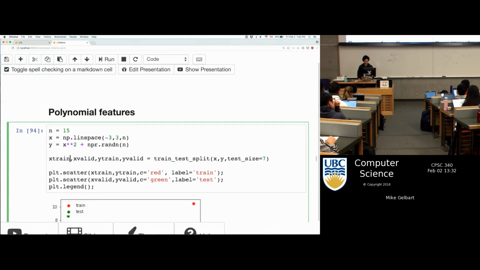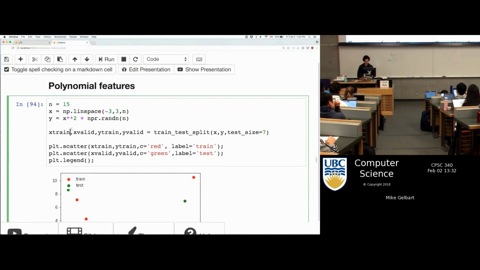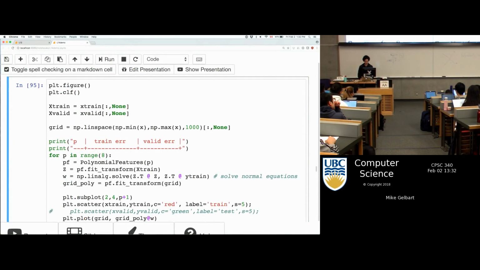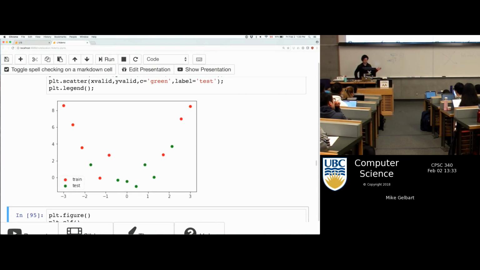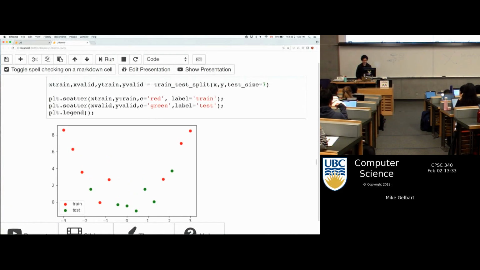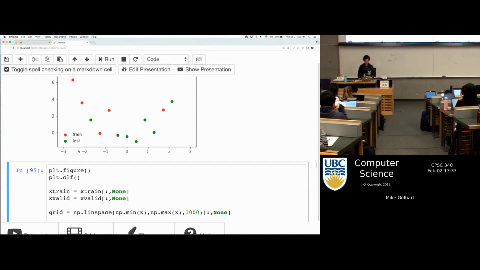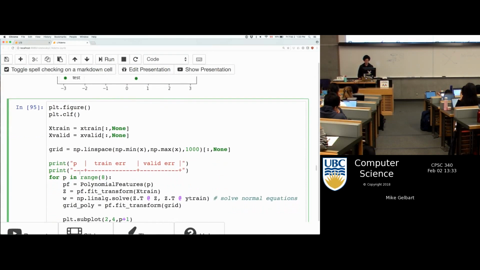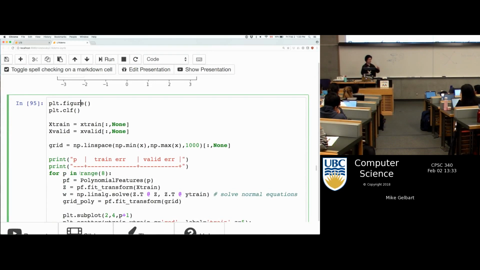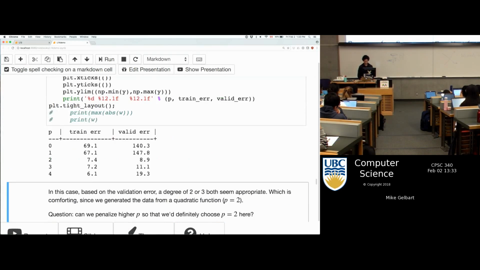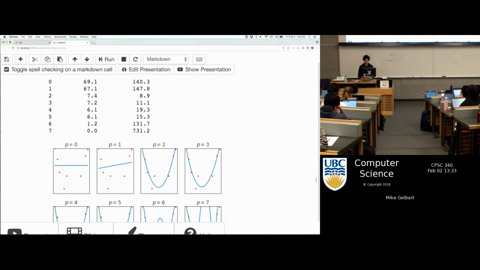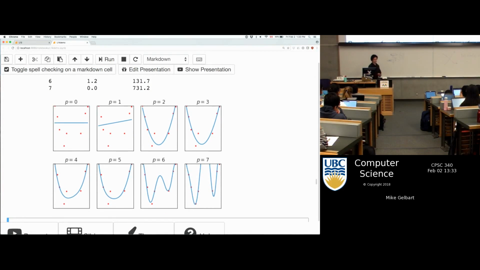Okay, polynomial features. So here is a made up, again, 1D data set, a parabola like we had in the slides. I've just randomly split it into some training points and some validation points. And now what I'm going to do is fit different degrees of polynomials and make this pretty picture, just showing the training points.